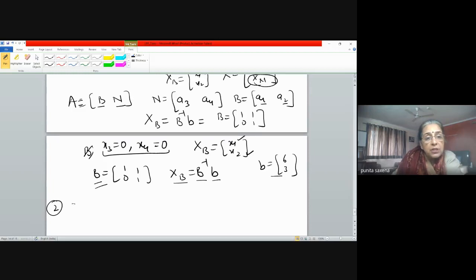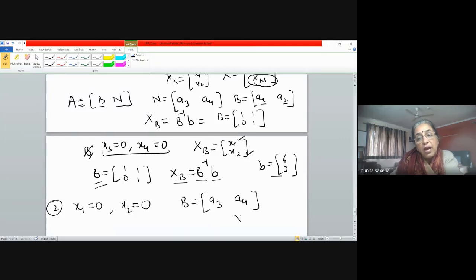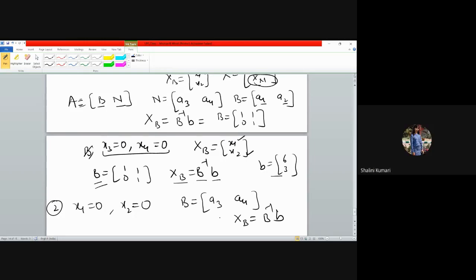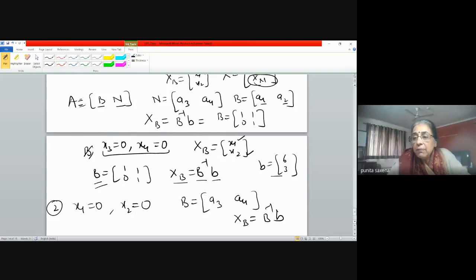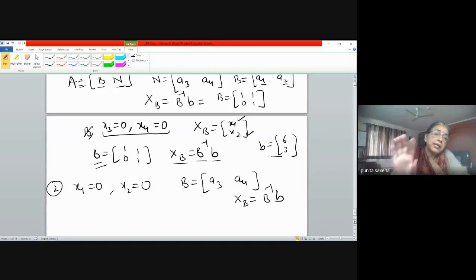Similarly, in the second option, if I put x1 0, x2 0, तो इसका मतलब जो मेरा B बनेगा वो किससे बनेगा? A3 and A4 से। So can I not find my xb, which will be nothing but B inverse b? Is it okay or not? Yes, ma'am. So that means now the method has slightly changed because I have just incorporated my knowledge of linear algebra and matrices here, and I am trying to solve everything with the help of matrices now.